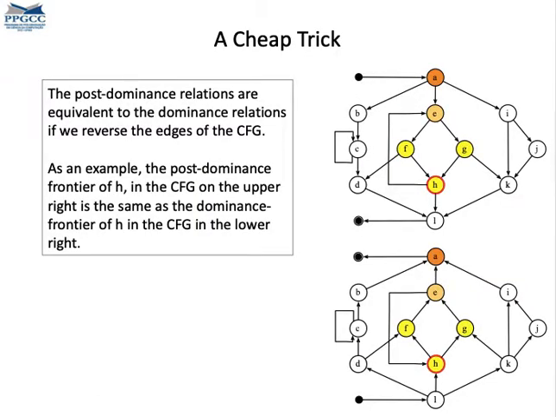Something cool. We can use the same algorithm to compute either dominance or post-dominance related facts. It suffices to invert the CFG. Perhaps you would like to check that this is true for these two CFGs?